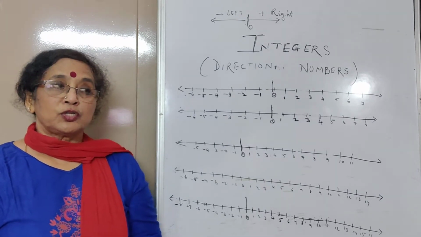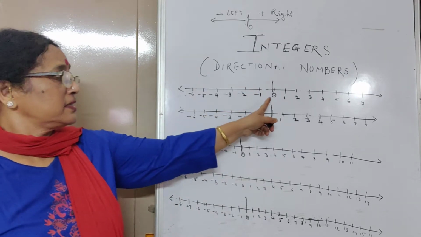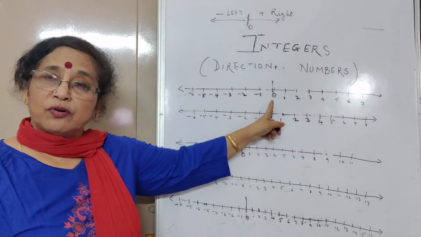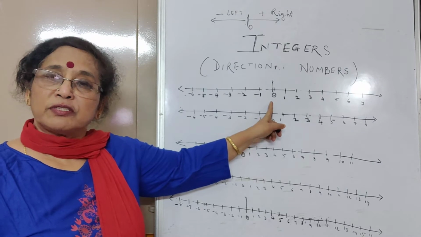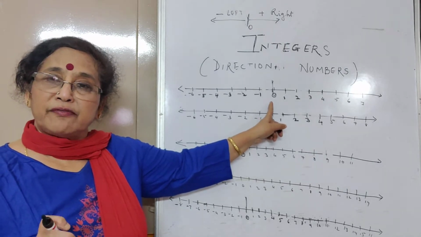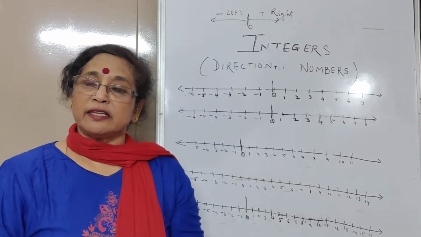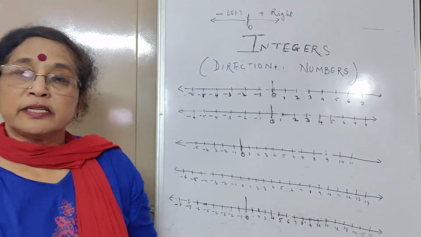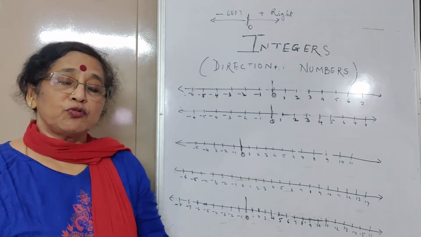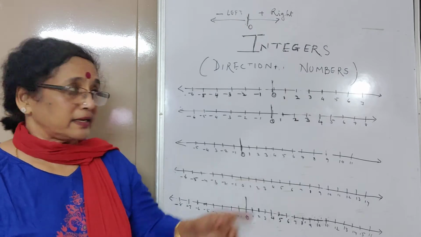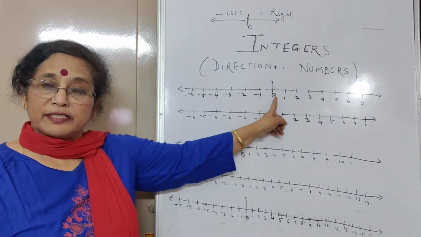Okay. So here you see a number line. This is the starting point, 0. So 0 has no positive or negative sign in front of it. Whenever you write the integer 0, you don't put a plus or a minus sign. That's the starting point, right?